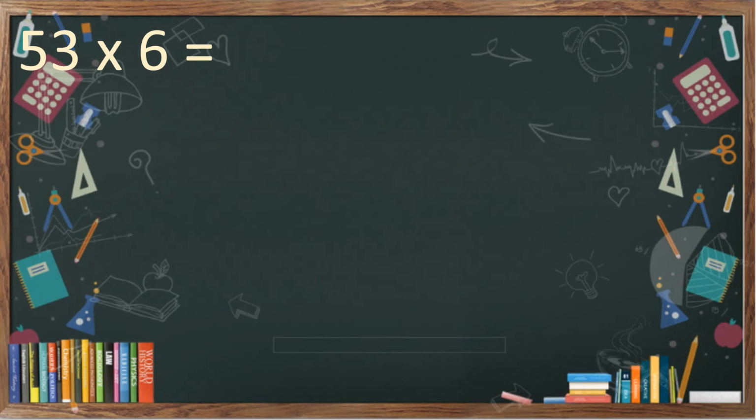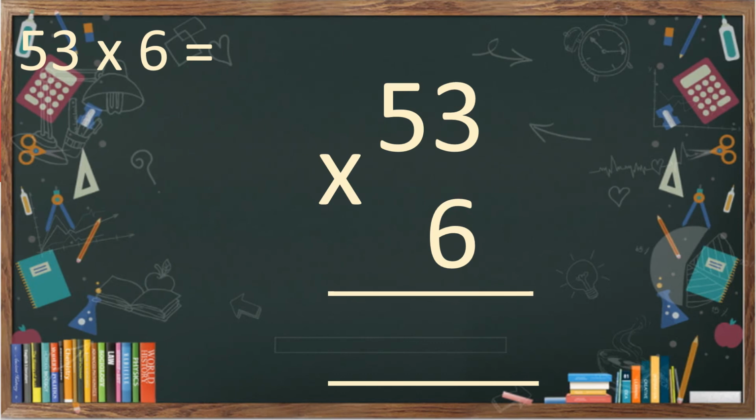Another question is 53 times 6. We would write it out using the column multiplication. We would ask ourselves, what is 6 times 3? 6 times 3 is 18. So we would put an 8 in the column and leave a 1 underneath the column.